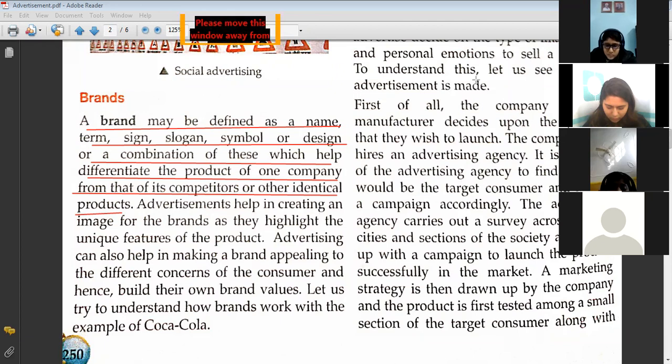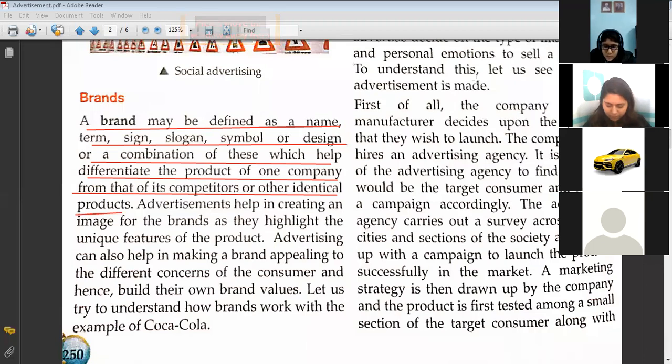Now tell me the last one in the second row. YouTube, right? Then we have Adidas. Then there are few of them which you will not be aware of. Apple. Then we can say Chanel. What is Chanel? Chanel is a perfume brand.